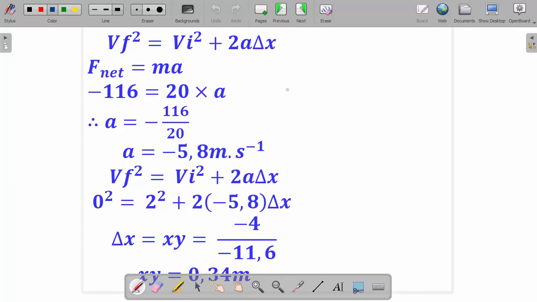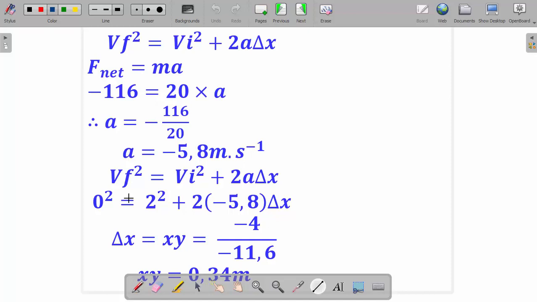Now my F net equals MA, I'm going to use it to get my acceleration, because now remember that at first my block was moving with constant velocity, and then all of a sudden the force was removed. So it means that now the velocity decreases from 2 to 0, so there must be acceleration. Okay, so if I use F net equals MA, my net force is negative 116, the mass is still 20, acceleration is A, which I'm looking for in this case, so I divide by 20, which gives me negative 5,8 meters per second squared.